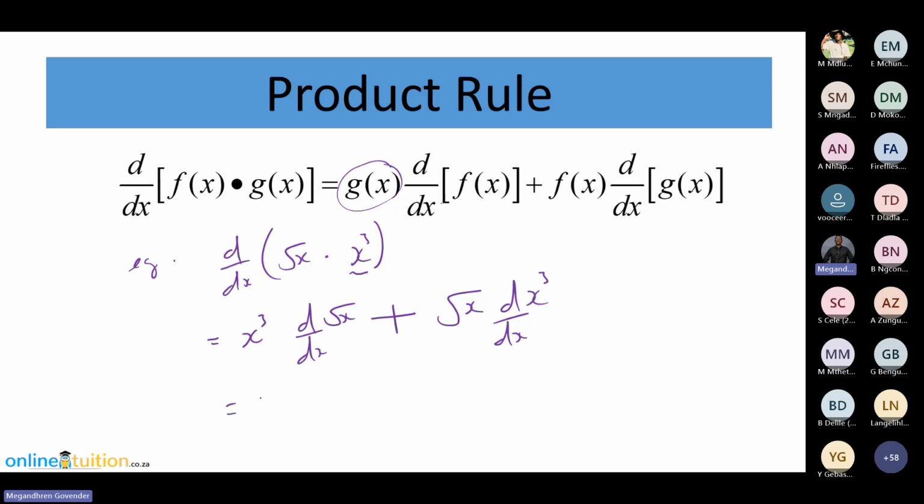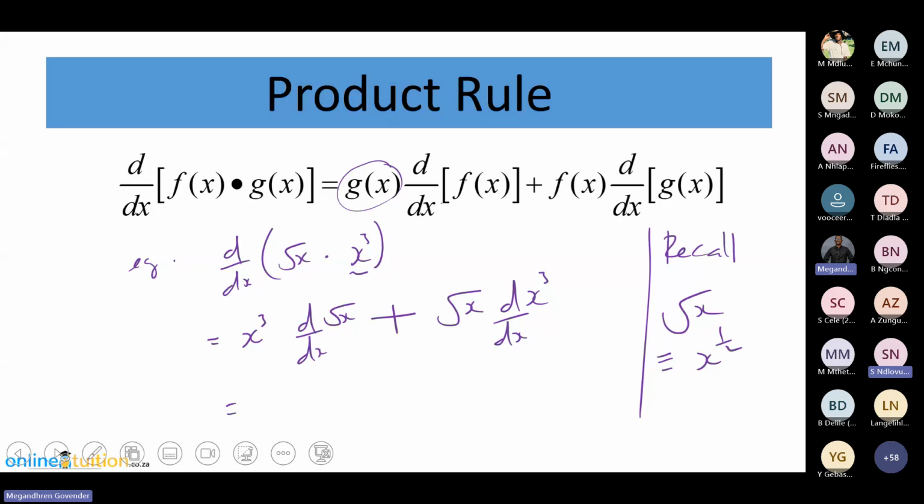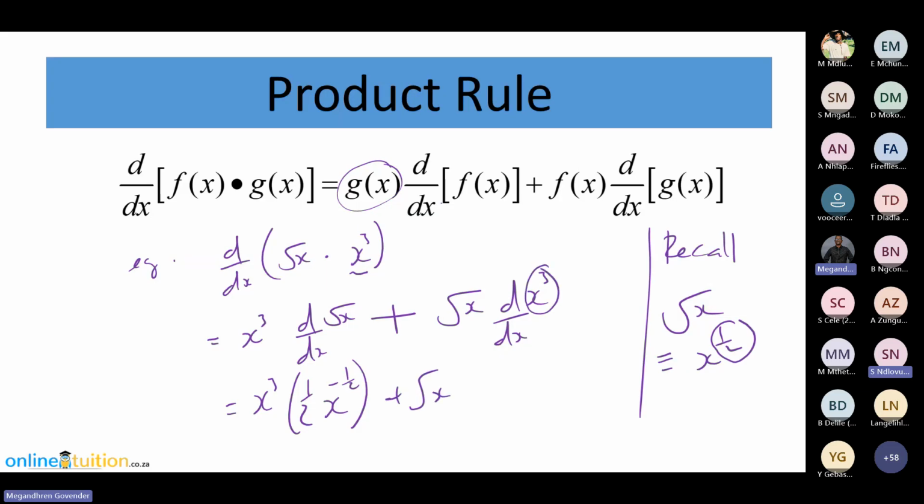Remember, recall that square root of x is the same as x to the power half. So you can then differentiate this thing. So this becomes x cubed. And what is d/dx of root x? It's a half x to the minus half because I've got to subtract 1 from there. Plus root x, what is the derivative of x cubed? 3x squared. I'll leave you to simplify that, and your answer would be a function of x. Right. So the product rule is straightforward.